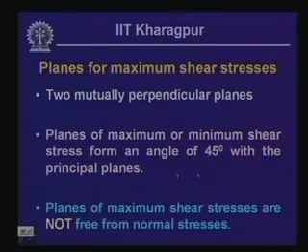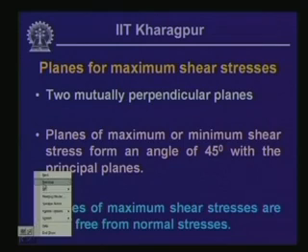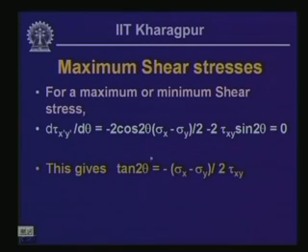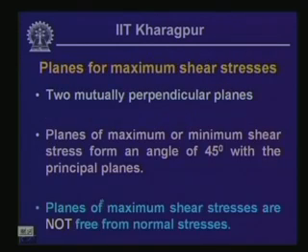So, this is the value of tan 2 theta which we have just evaluated, and hence we find that the two mutually perpendicular planes on which the maximum shear stresses exist, the maximum and minimum shear stress, form an angle of 45 degrees with the principal planes which we have just seen.